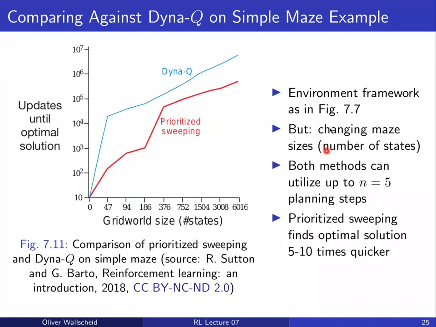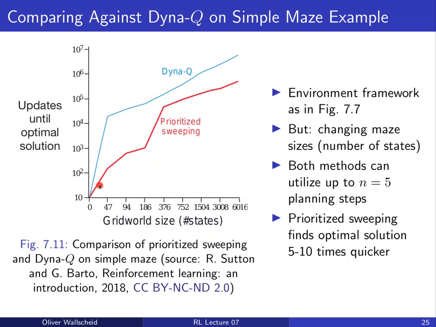Finally, on prioritized sweeping, we also want to compare that against Dyna-Q. What we see here is basically the same environment as in figure 7.7, so a grid world case with an obstacle. On the x-axis, we have different sizes of the grid world in terms of the states. What is compared now is the vanilla Dyna-Q against prioritized sweeping, and both variants are able to take up to 5 internal prediction steps.